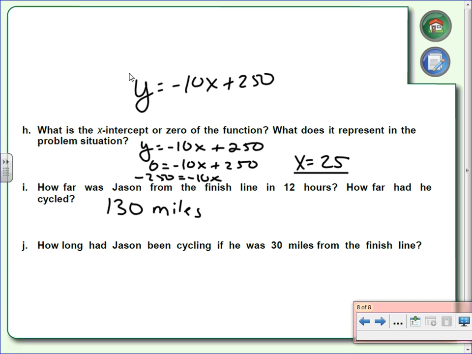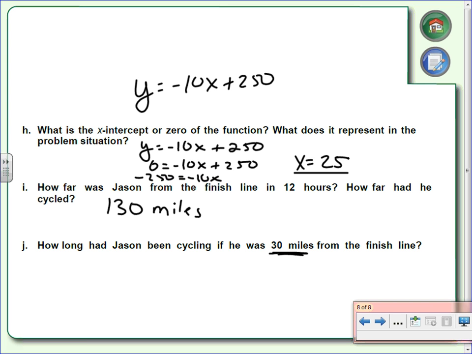The last one is the opposite of letter I. J says, how long has Jason been cycling if he was 30 miles from the finish line? So again, you've already got the equation in y equals. You're going to go to your calculators again and look in your table. In your table, you're looking for 30. Just make sure you're looking for 30 underneath the y column, because the y column are the number of miles.